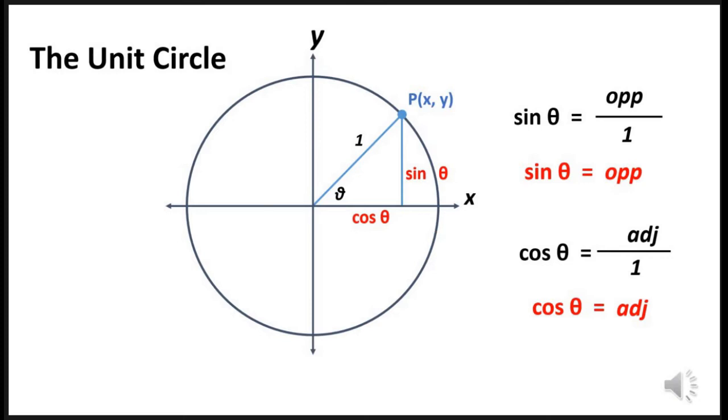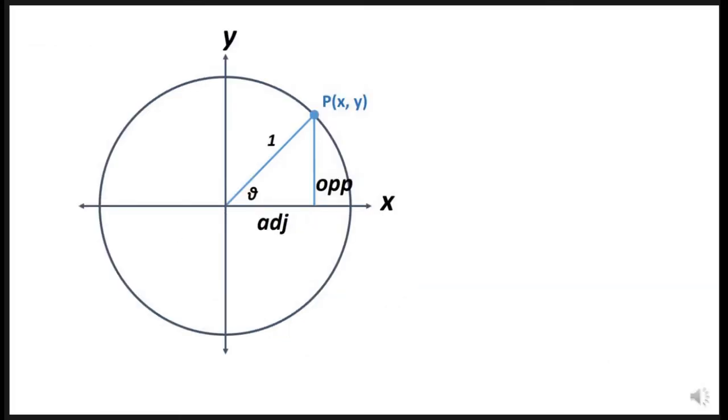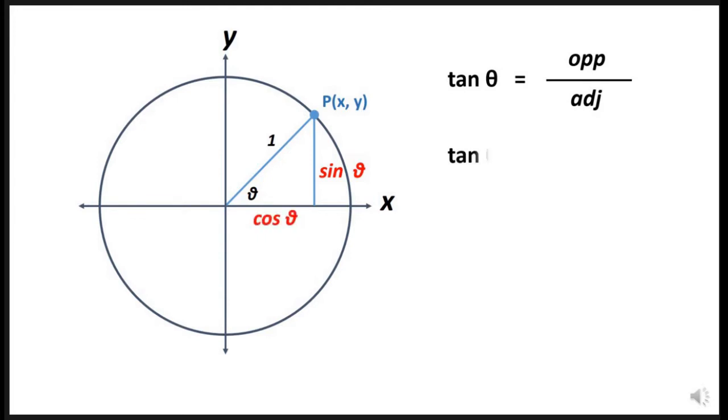Let's take the identities for tangent and cotangent. From our previous video, we know that the tangent of our reference angle, theta, is equal to the ratio of the opposite side to the adjacent side. But we now know that the opposite side is equal to the sine of theta, and that the adjacent side is equal to the cosine of theta. Therefore, the tangent of theta is equal to the sine of theta over the cosine of theta.